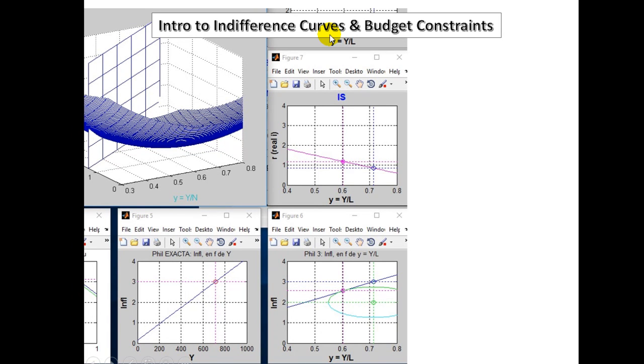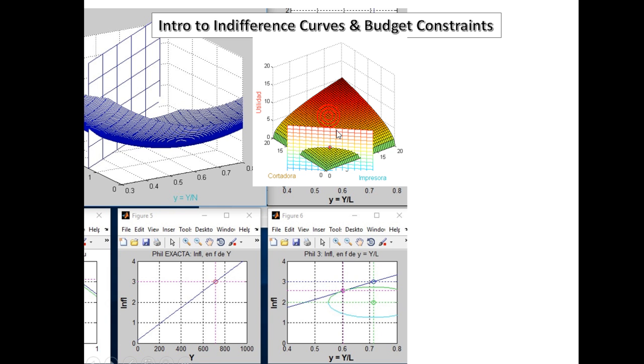What we are going to see in this video is the concept of indifferent curves and budget constraint, but not in this medium run analysis, because to understand that we need Phillips curves and the labor market. So now we are going to explain this concept using a much simpler example. In this video we are going to use this surface instead of this surface, and we are going to use this plane, which represents the constraint, instead of this plane.